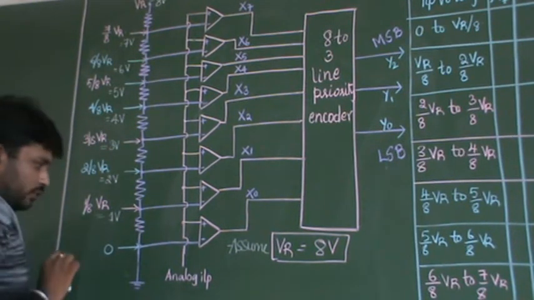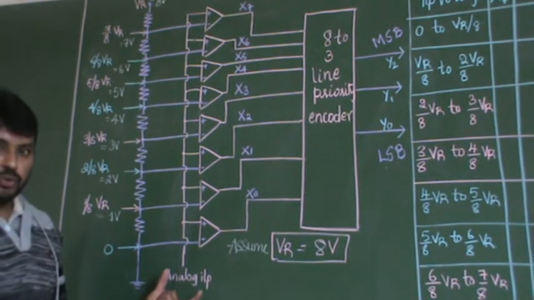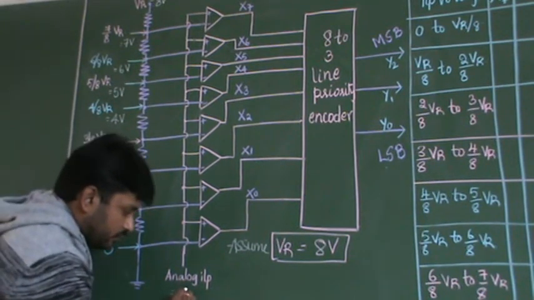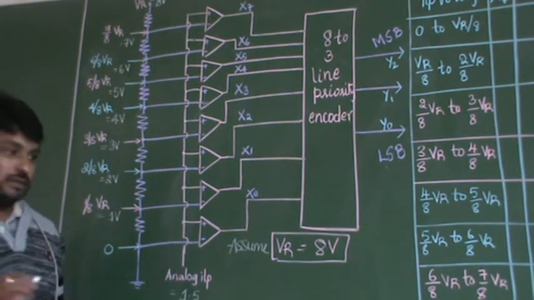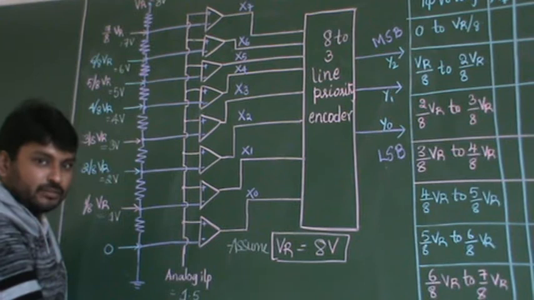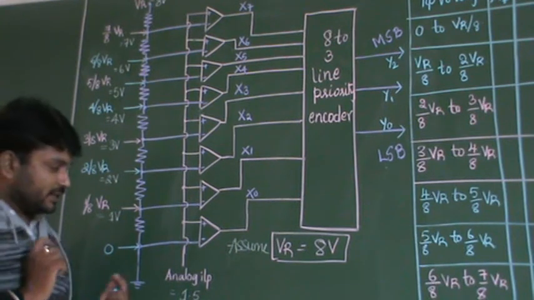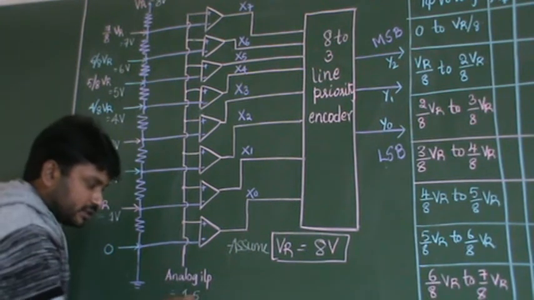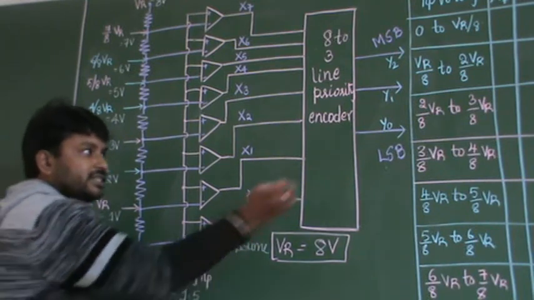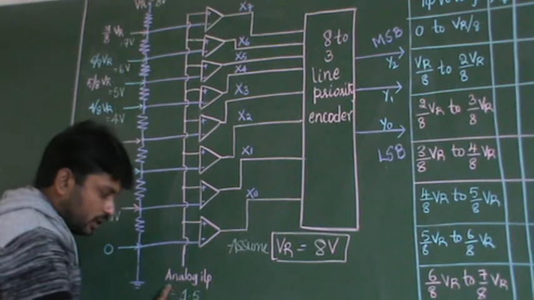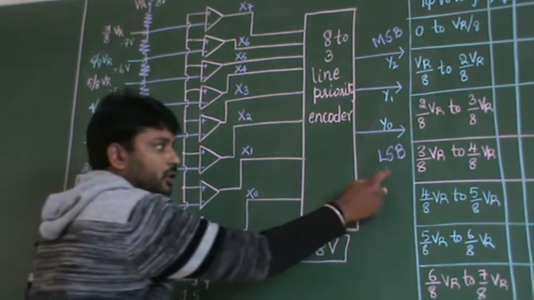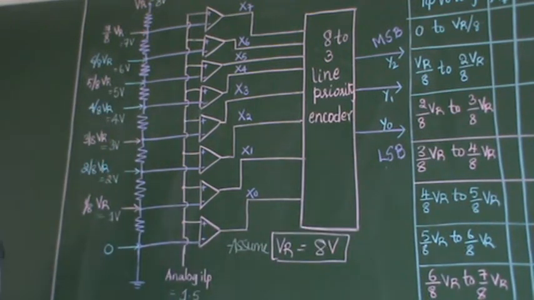Now my analog input is equal to 1.5. Even this is also an assumption. Now what is the thing you have to do? You have to convert this analog input voltage, that is 1.5, to the digital output. So how this will work, we should understand.